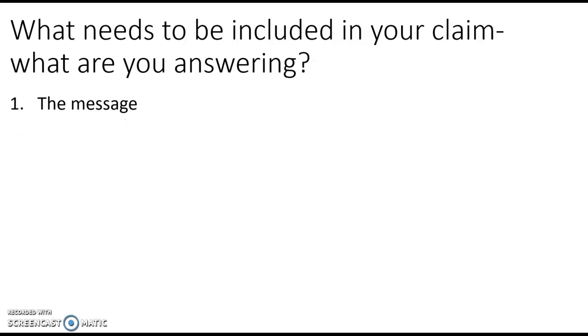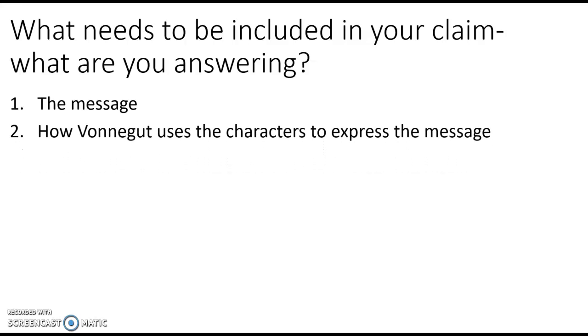The message has to be included in the claim. I have to say what Kurt Vonnegut's message is. And then I also have to tell how Vonnegut uses the characters to express the message. So I have to have the message, I have to identify the characters, and how these characters express the message. So it's like 3 parts. I combined 2 parts into one statement, but there are really 3 things that we're looking for here.